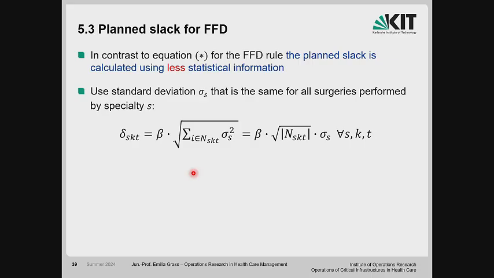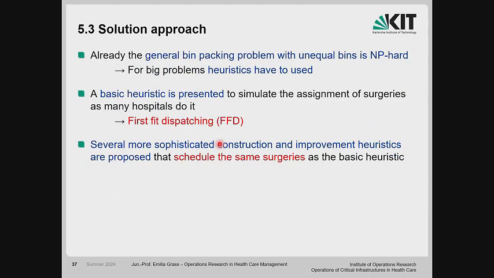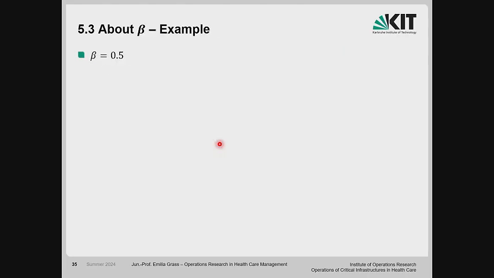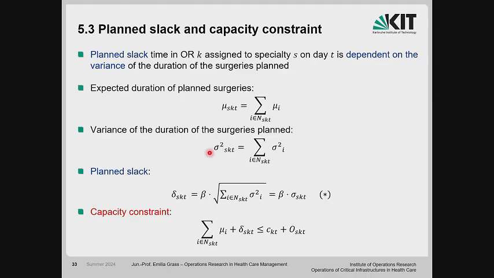And how to determine the slack for this first fit dispatching heuristic? In contrast to the first equation I've shown you, here we use less statistical information, so let's compare that. Before, the planned slack was determined by beta times the sigma. Here's the original one. Here we see that beta is multiplied by the standard deviation of the surgery i, and the surgery i depends on the specialty, the operating room and day.